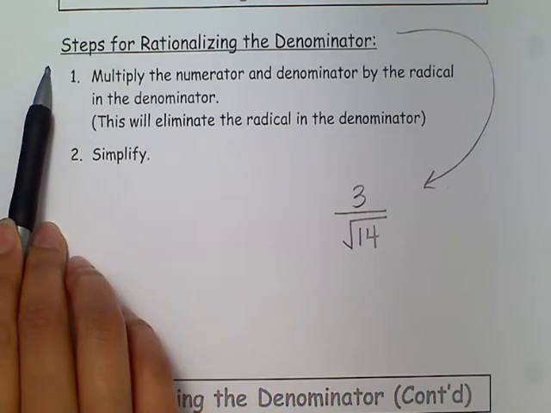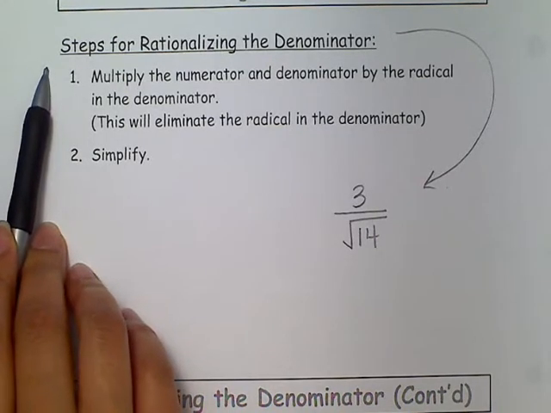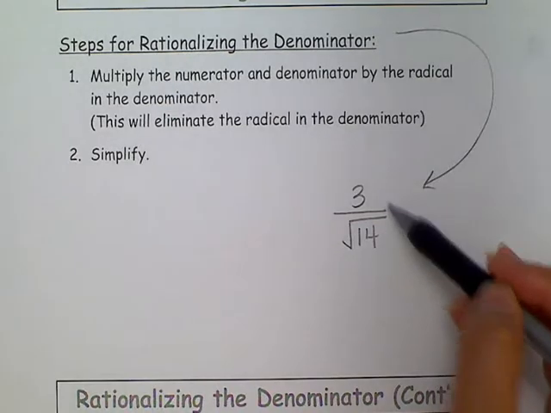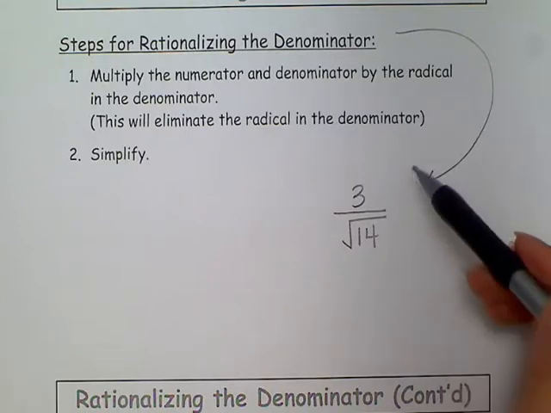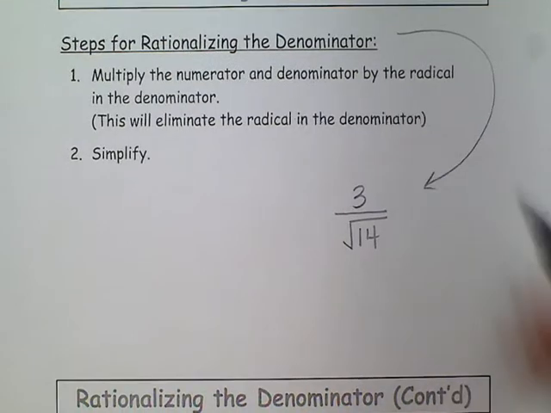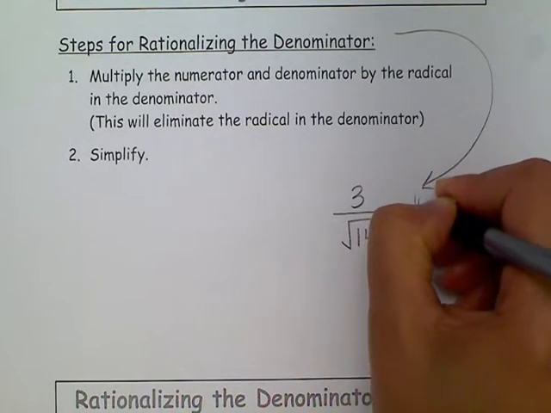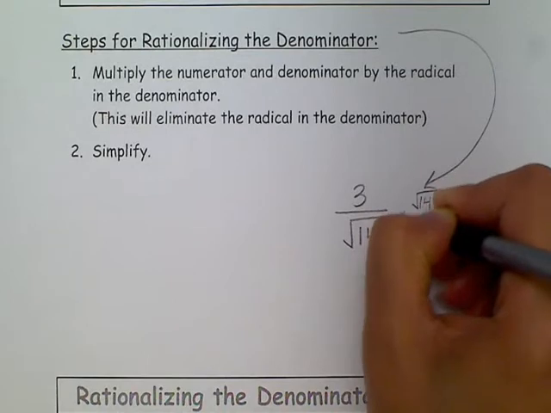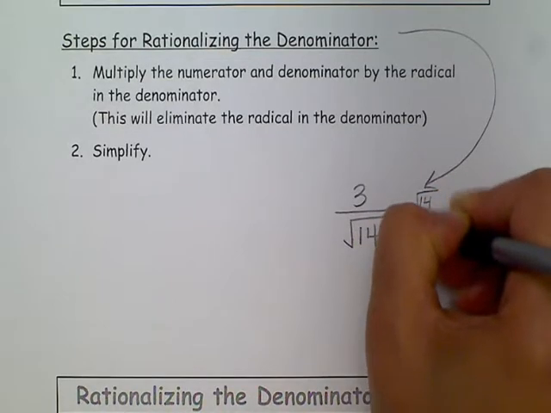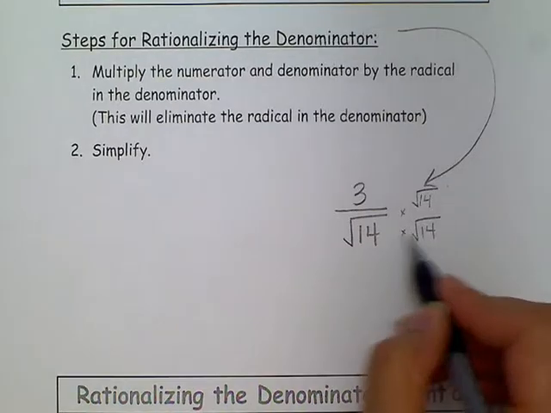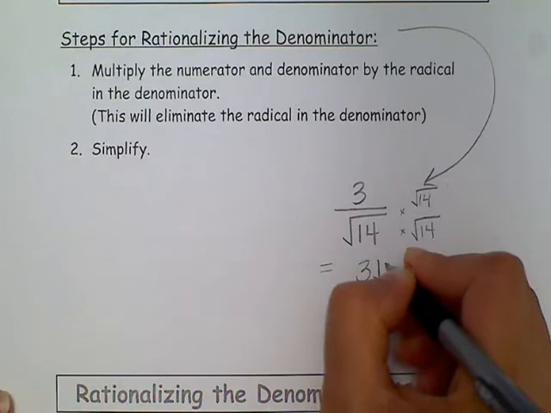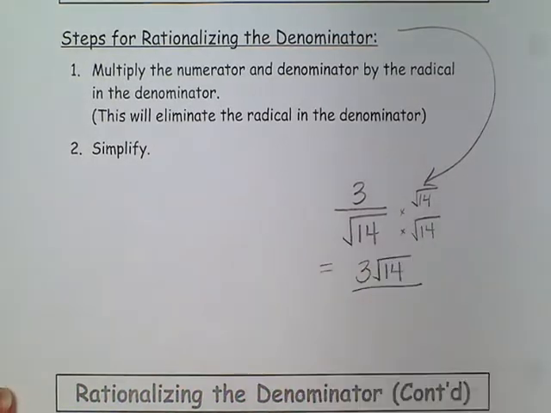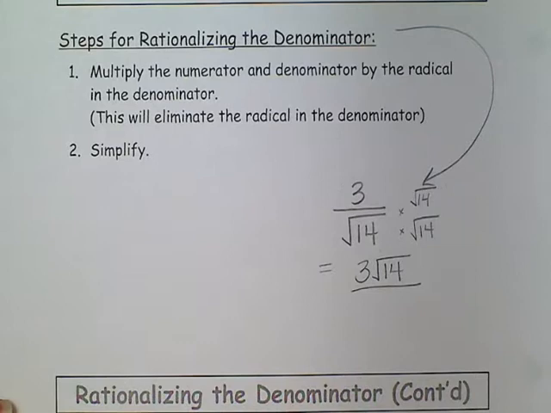So here are the steps for rationalizing the denominator. First, we're going to multiply the numerator and denominator by the radical in the denominator. Okay, so for example, I have 3 over the square root of 14. I want to eliminate the fact that there's a radical of 14 in the denominator. And so what I'm going to do is multiply the numerator and denominator by the square root of 14. Okay, so multiply the numerator by the square root of 14 and multiply the denominator by the square root of 14. And what will end up happening here is the radical in the denominator will be eliminated once I do this. So I end up with something like 3 times the square root of 14 over the square root of 14 times the square root of 14.